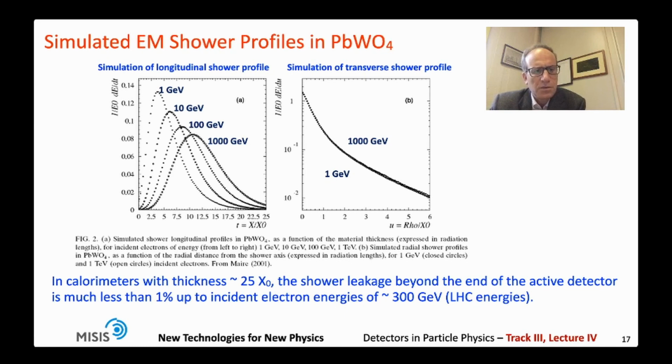And so if you assume a thickness of 25 radiation lengths, then even with energies up to 300 GeV, there is less than 1% of the energy which is left outside or downstream of your detector. So there is a very good containment of the shower with 25 radiation lengths, even at energies which are very high, and these are the typical energies for the LHC.